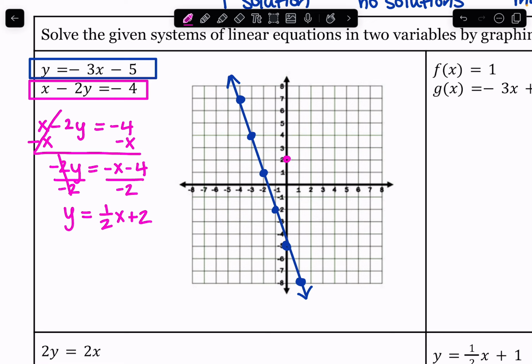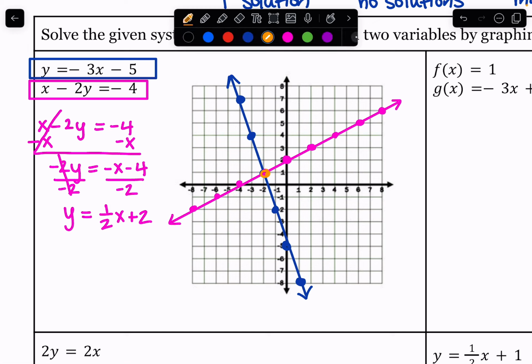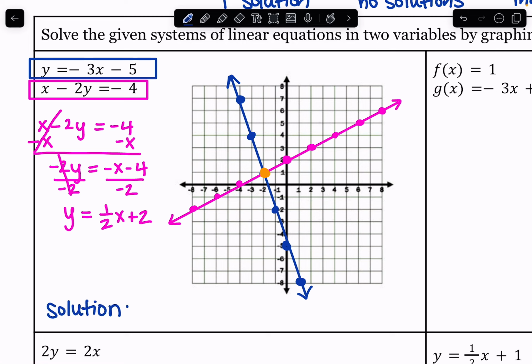So my y-intercept is 2. My slope is up 1 over 2. And again, I'm going to do as many dots as I can to the right so my line is super neat. And I'm going to do the same thing to the left. When I connect the dots, I can see that the solution for this graph is right there. I'm putting an orange dot there. And the solution for this system is the point -2, 1.